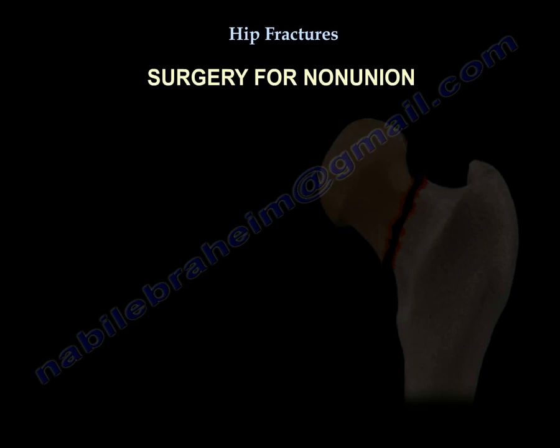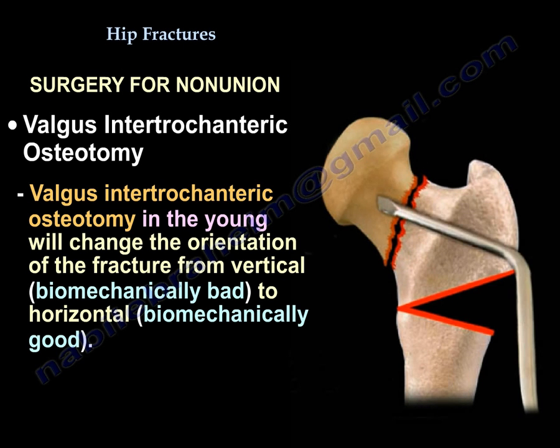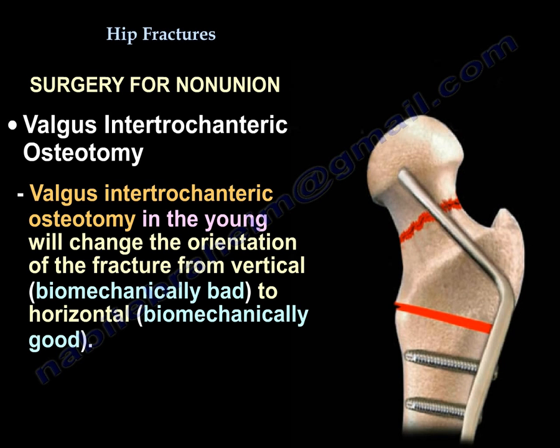How about the surgery for non-union? You can use the valgus intertrochanteric osteotomy. That will change the orientation of the fracture from vertical, which is biomechanically bad, to horizontal, which is biomechanically good.